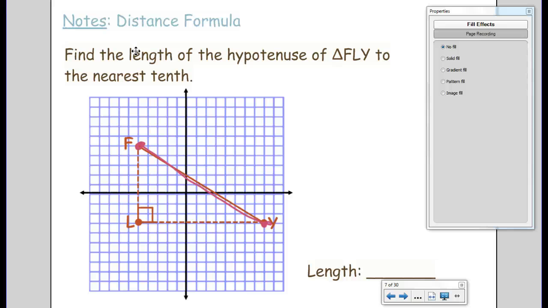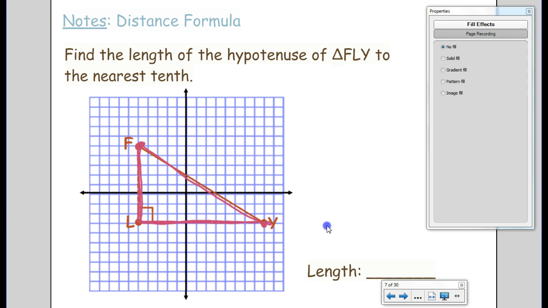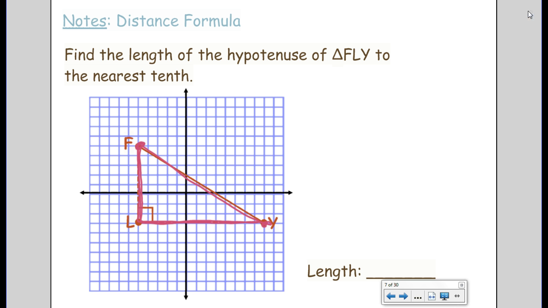We are turning FY into a right triangle, and we're going to do A squared plus B squared equals C squared. You can always do this if you're finding the length of something. You can always turn it into a triangle.